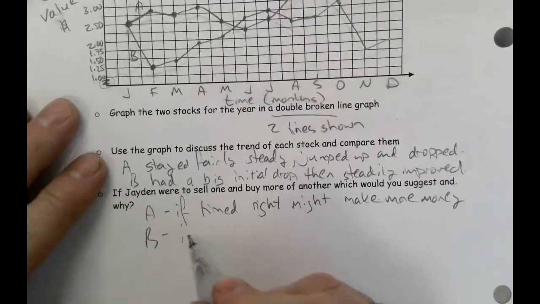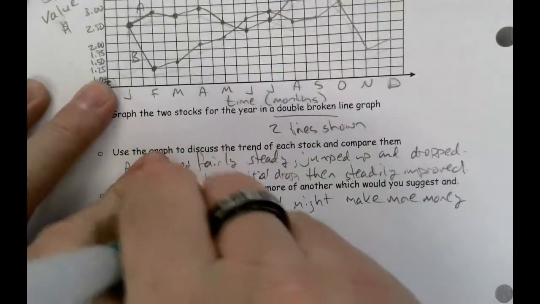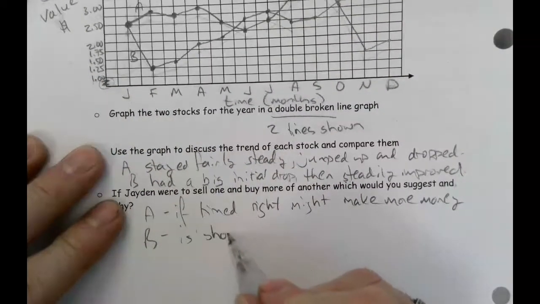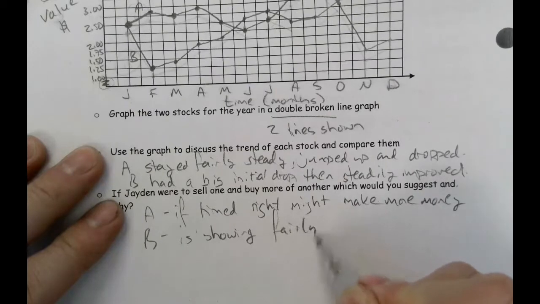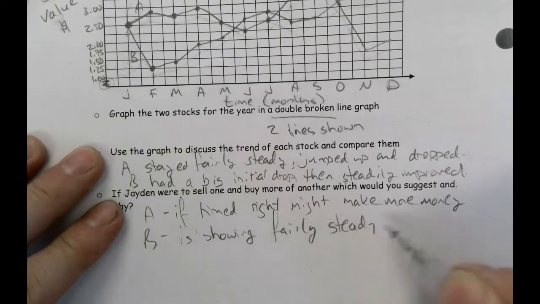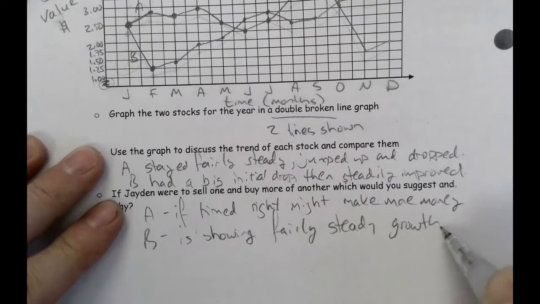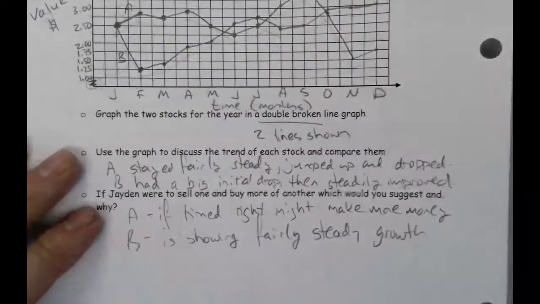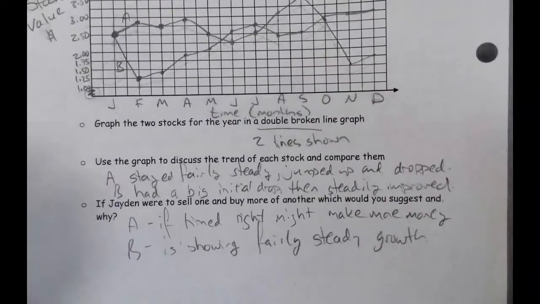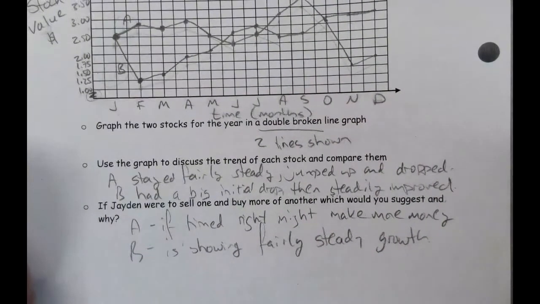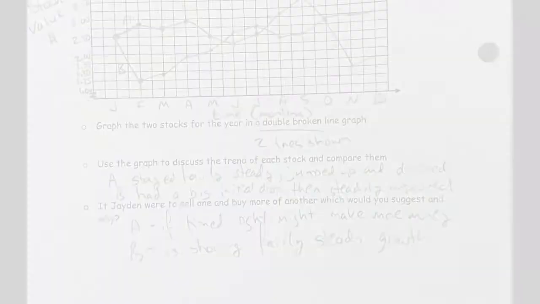Now, B, on the other hand, B is showing fairly steady growth. So which one should you choose? Well, it's kind of up to you. But we want you to make an intelligent decision. We want you to be able to look at it and pull out information. Even if you reason it through a little bit differently than somebody else, that's okay, as long as you can justify your decision based on the information that you're seeing.